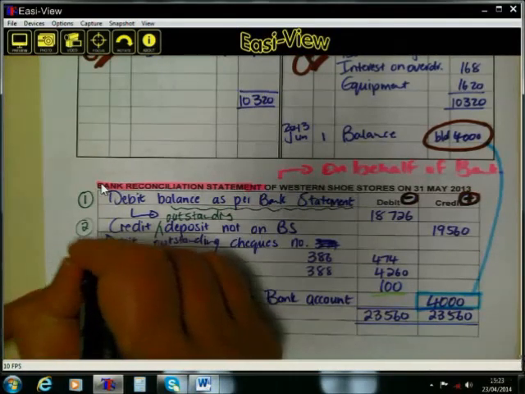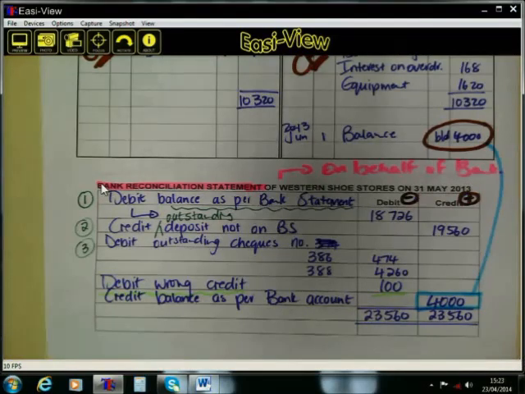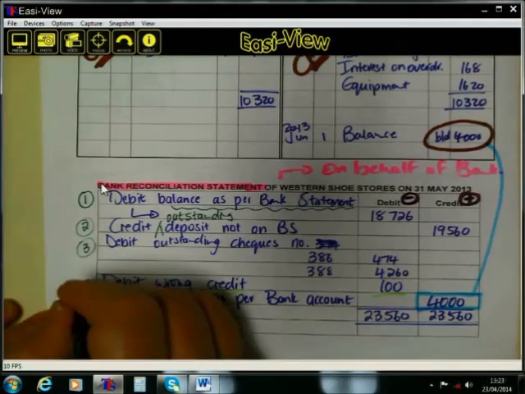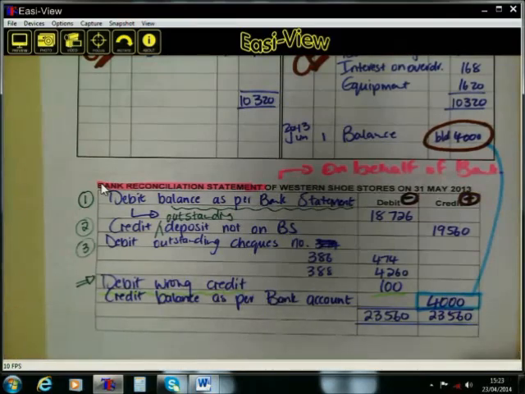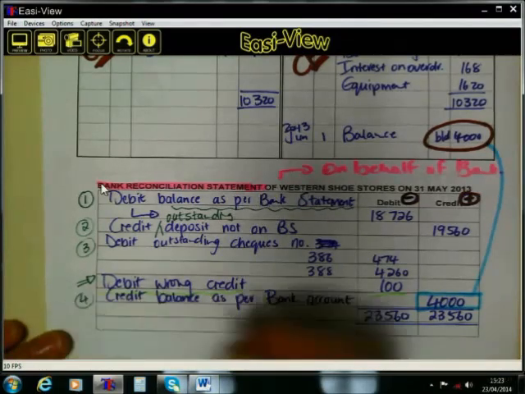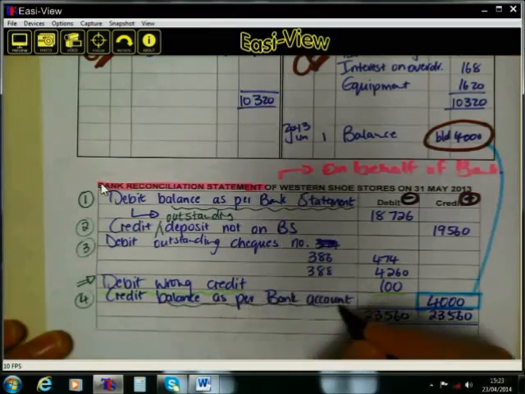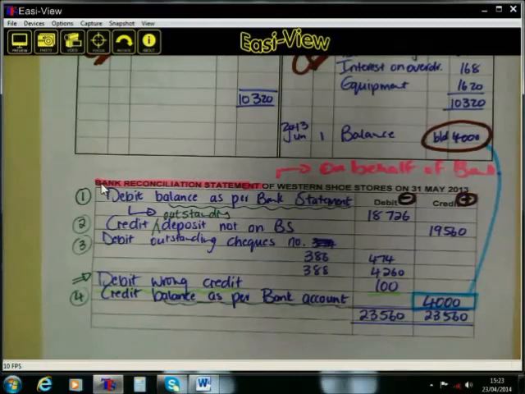You debit the outstanding checks. That means it's checks that we already issued, but it didn't show on the bank statement, so we put that on the minus side. This is a special one where you debit wrong credit or you credit wrong debit, and this is number 5 where you've got a balance as per bank account. So there is your bank reconciliation statement.